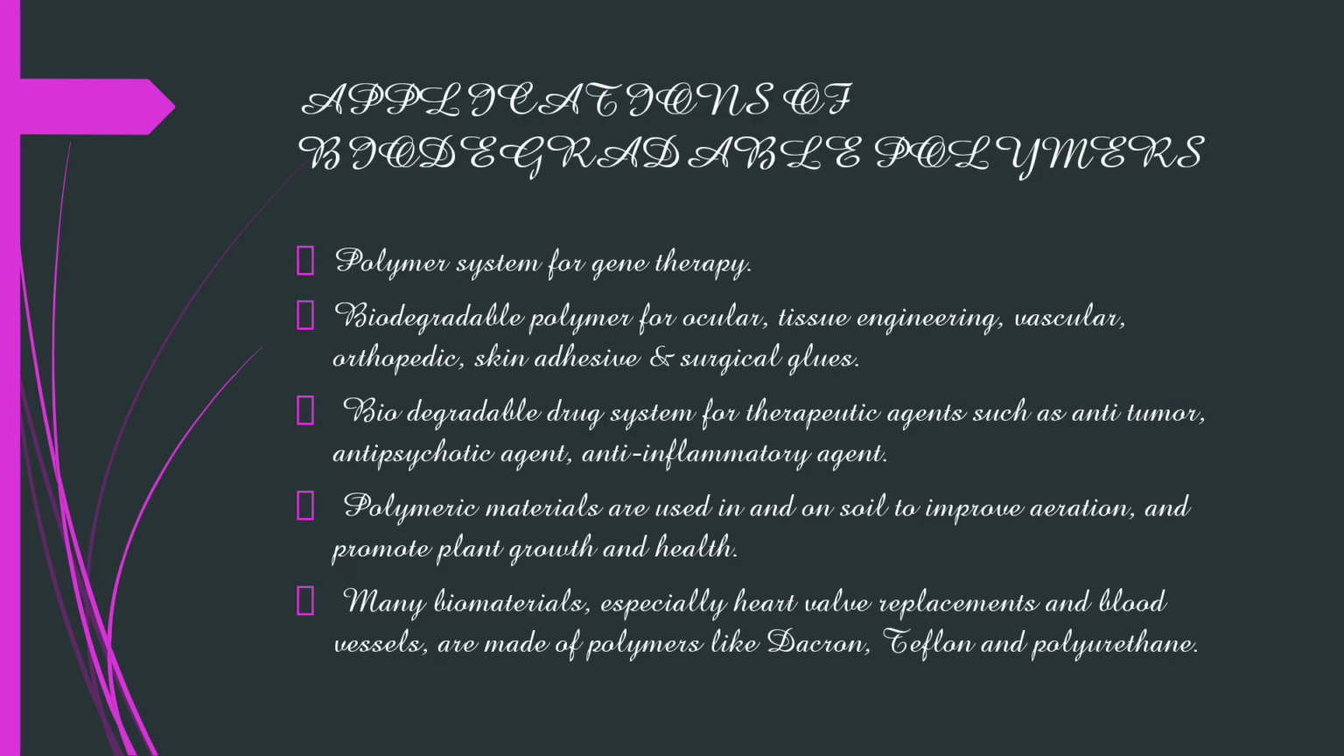Applications of biodegradable polymers. Polymer systems for gene therapy. Biodegradable polymers for ocular tissue engineering, vascular, orthopedic, skin adhesive and surgical gloves. Biodegradable drug systems for therapeutic agents such as anti-tumor, antiseptic agents, anti-inflammatory agents. Polymeric materials are used in and on soil to improve aeration and promote plant growth and health. Many biomaterials, especially heart valve replacements and blood vessels, are made up of polymers like Dacron, terpene, and polyurethane.